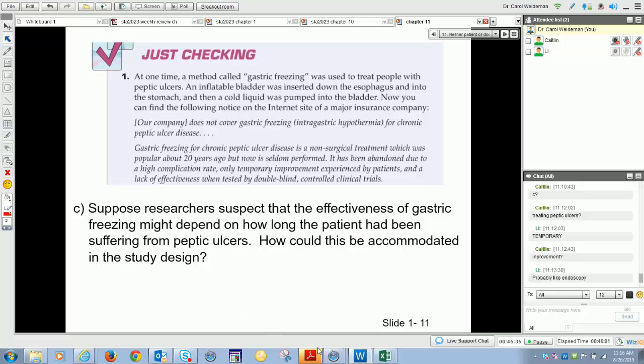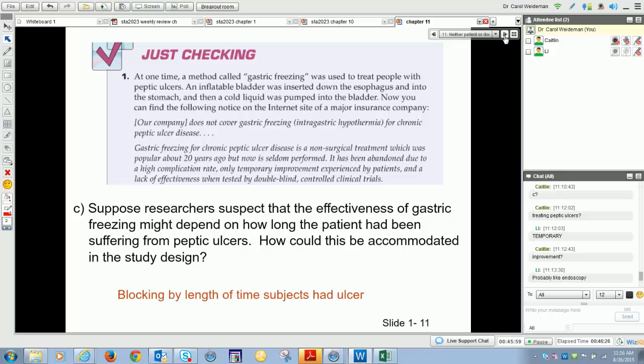How could they build that in? Think of the 4 principles of experimental design. And there was one that we said was optional. So how could we incorporate that particular strategy into this experiment? Anybody have an idea? So how could we put that in there?